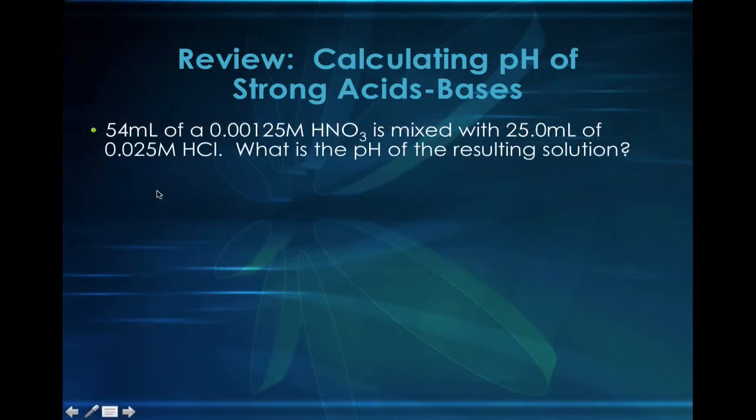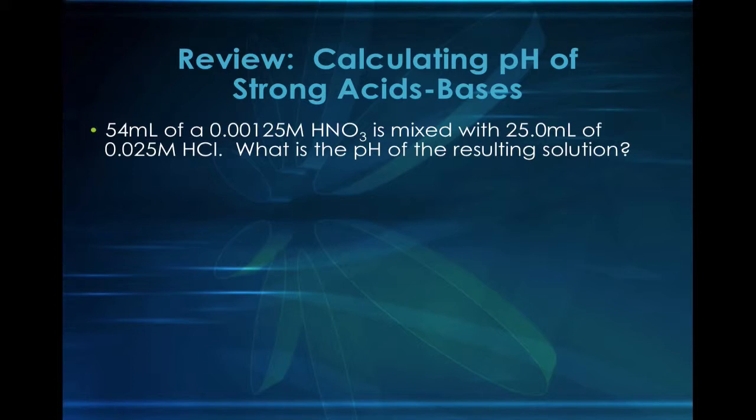All right, we have 54 milliliters of a 0.00125 molar nitric acid solution, and it's mixed with 25 milliliters of 0.025 molar hydrochloric acid. What is the pH of the resulting solution? Well, both of those acids are strong acids, so they're both going to contribute H plus into the solution, and they're going to add together.